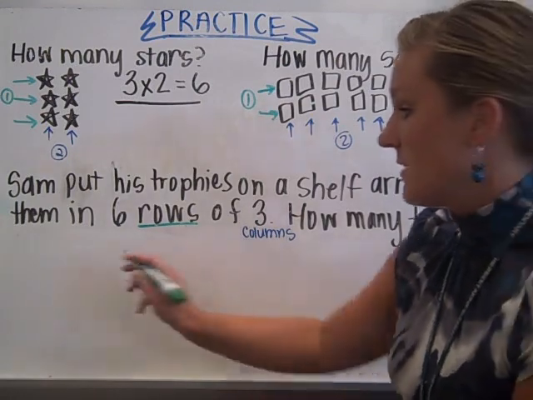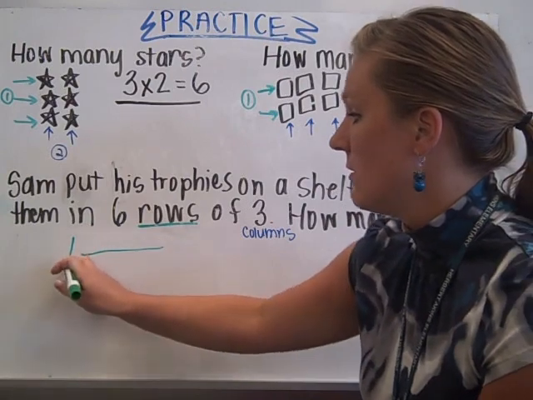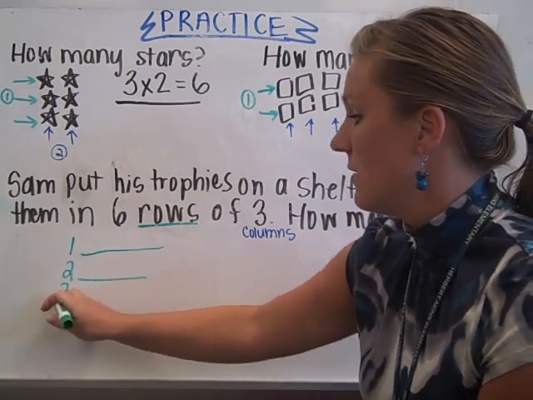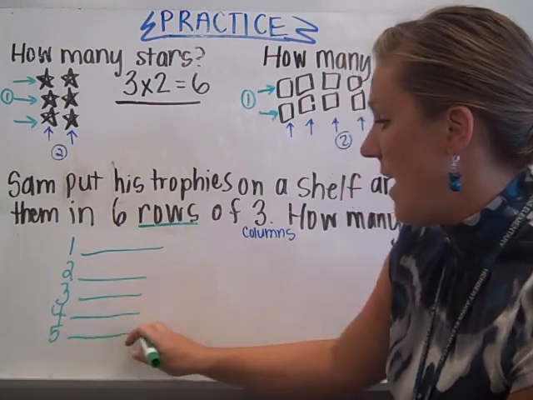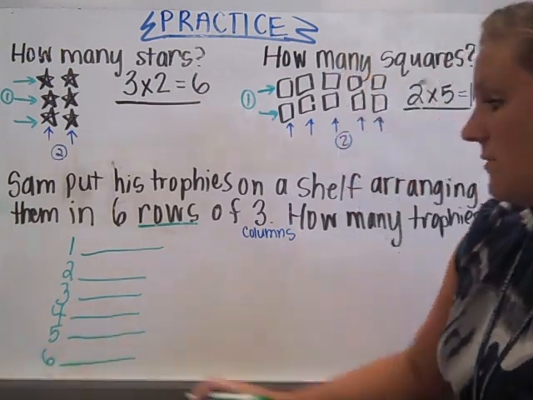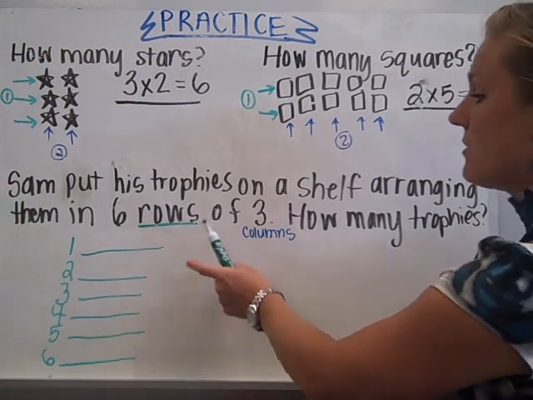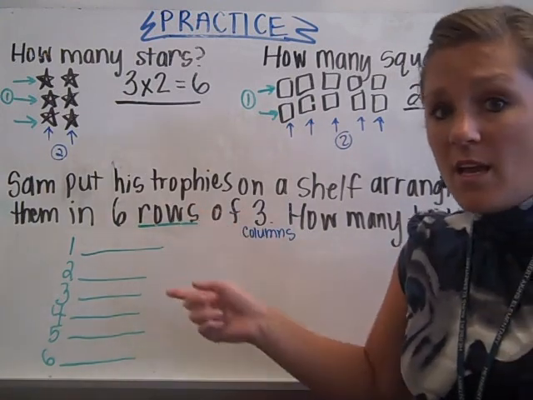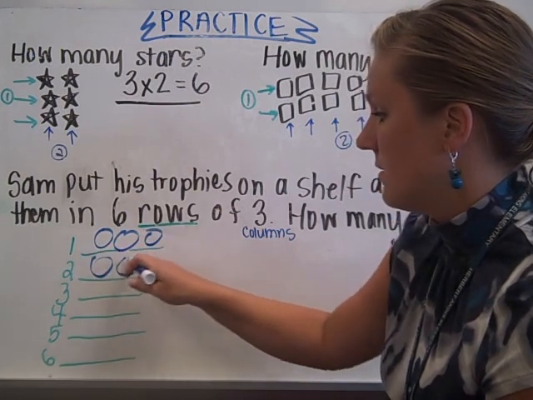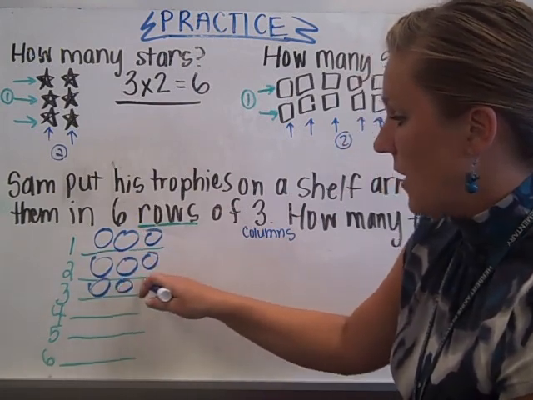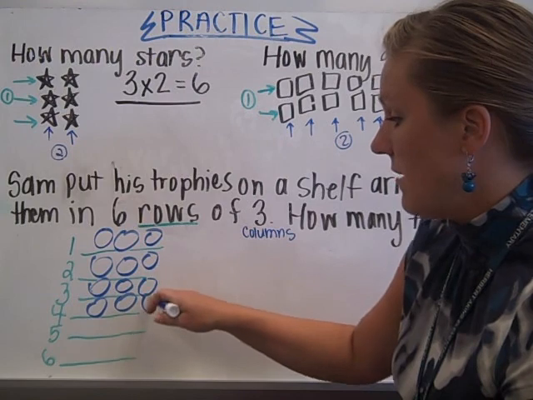I'm going to draw 6 rows. 1 row, 2 rows, 3 rows, 4 rows, 5 rows, and 6 rows. Okay? And it says 6 rows of 3. So I know that in each row I'm going to have 3 trophies. Okay, so now this is looking like an array, right?